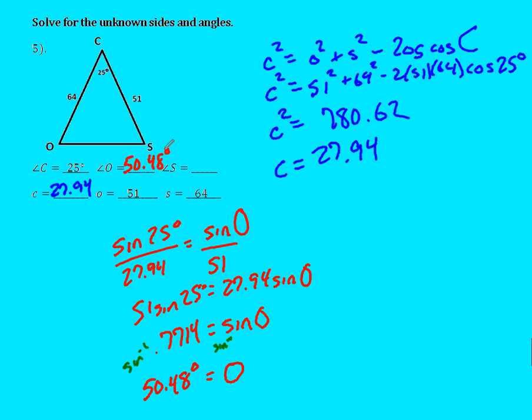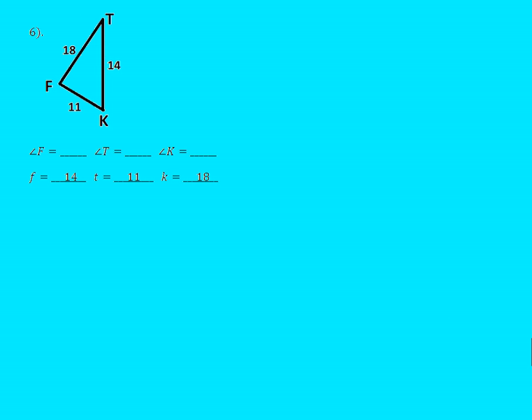And to find angle S, the easiest part of this entire problem, we do 180 and subtract 25, which gives me 155, then subtract what we just found, 50.48, and I'm left with angle S is 104.52 degrees. That's just by the triangle sum theorem. So that's number 5. Number 6, we now have side, side, side.